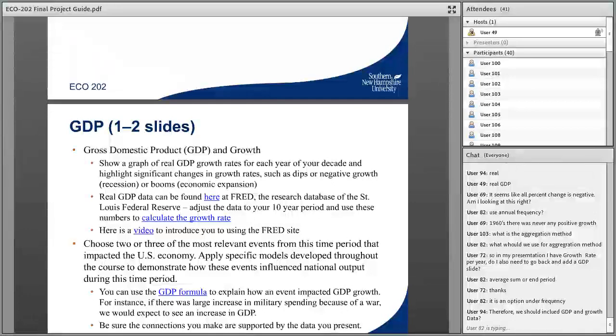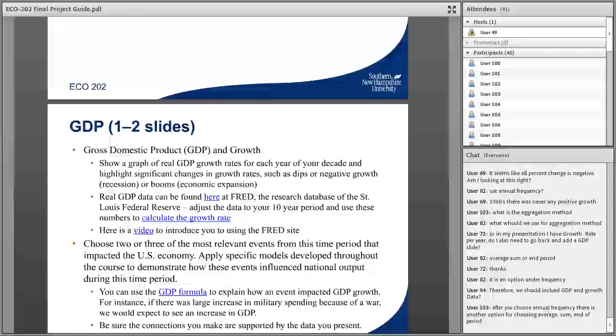Are you looking onto Fred? Yes, Yolan, you should include GDP and growth data, both. The requirement is to observe the GDP data and determine growth and analyze the growth. So you really need both. You don't need to select an aggregation method, Anna.